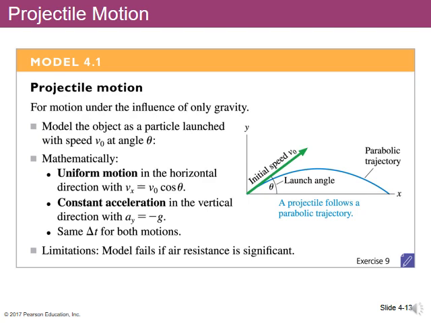And we've already looked at, back in chapter 2, how to deal with both of those situations: how to deal with the situation where you have uniform motion, and how to deal with the situation where you have constant acceleration. The key thing, as I've said earlier, is that the same time interval has to be applied to both directions. It's one object, but two different directions. Those two motions are happening at the exact same time.